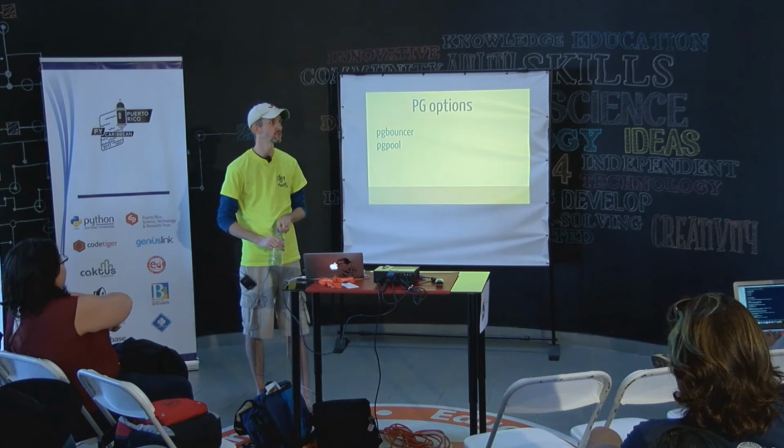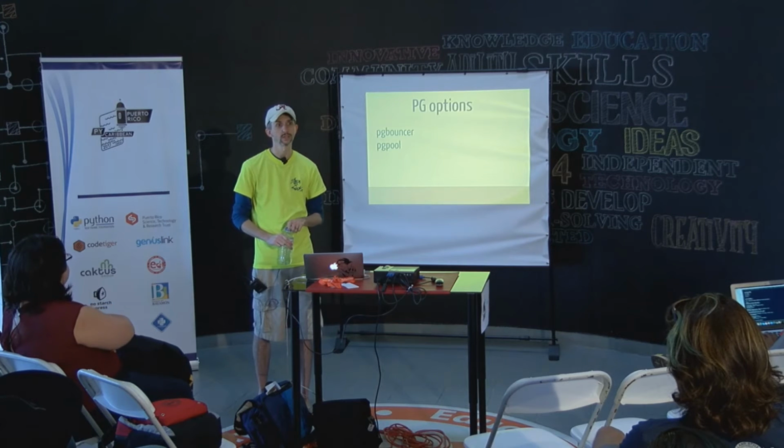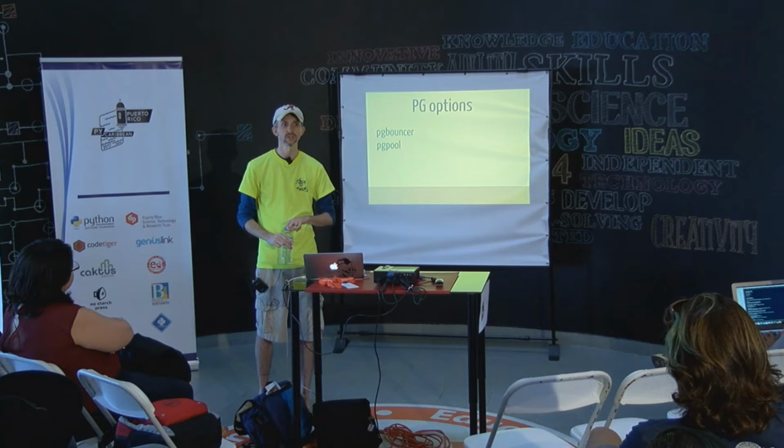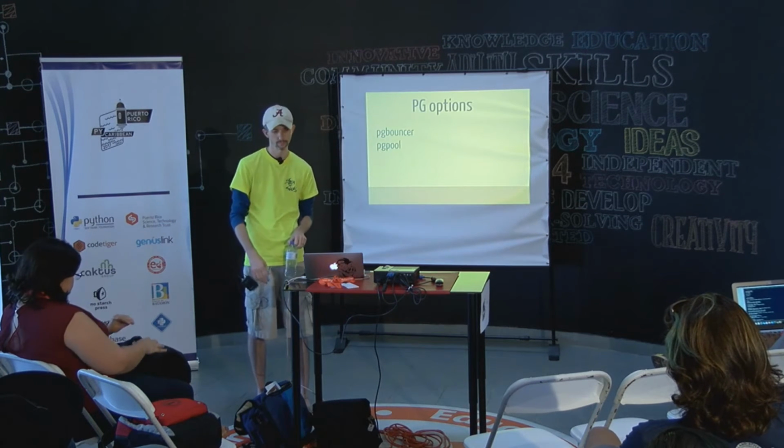I would say just use pgbouncer. Don't even think about pgpool. Pgpool is like a Swiss Army knife that tries to do a ton of things, whereas pgbouncer is more like the Unix philosophy: one small, really sharp tool that just handles connection pooling.